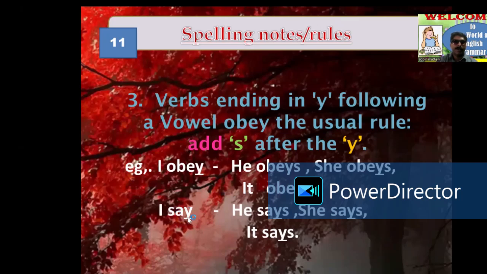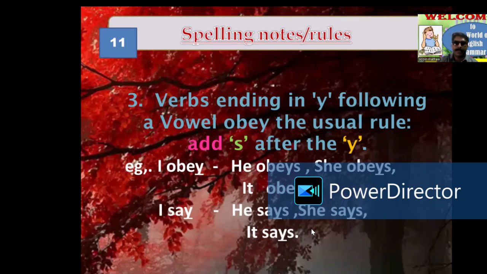Let's see the next example, I say. Before the Y sound, there is a vowel sound A. Before a Y letter, a vowel sound comes, then we add an S after the Y. Here we can see I say becomes he says. I say changes to she says and it says.